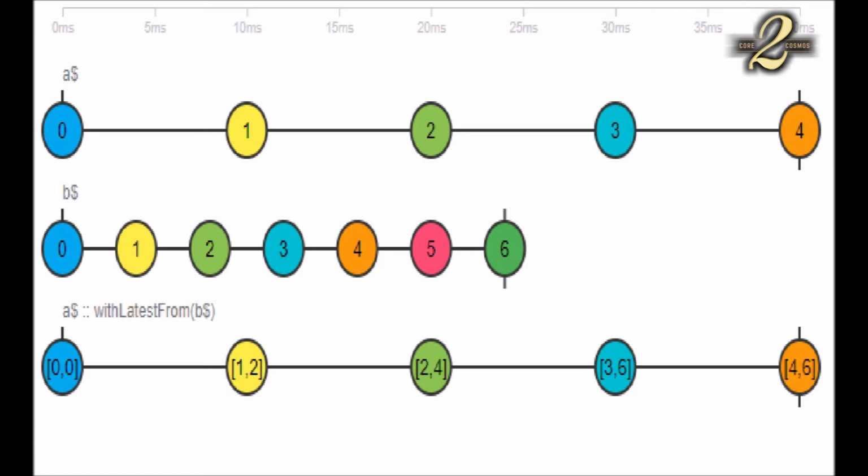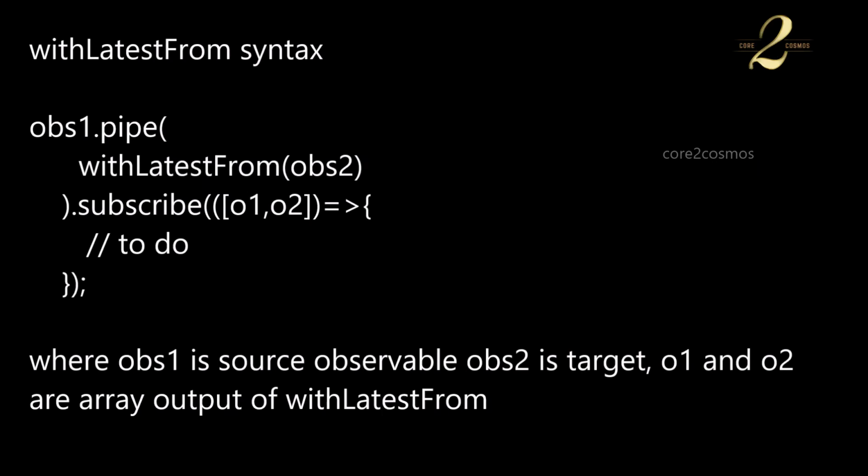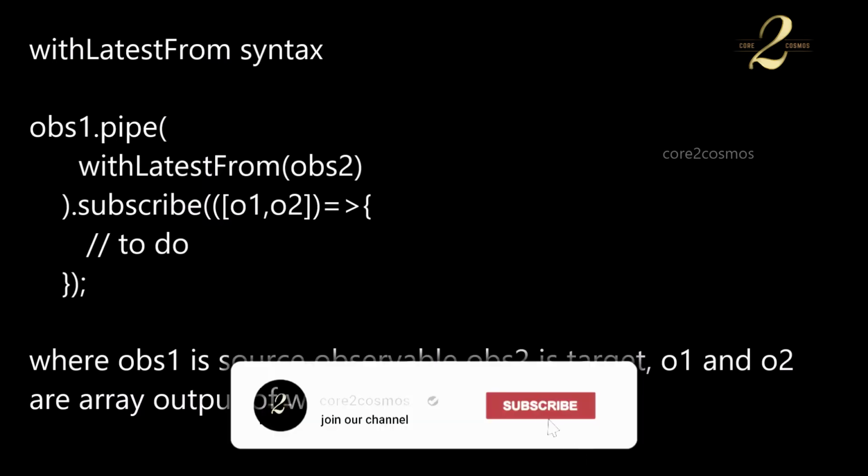Similarly, at the 20th millisecond, observable A's latest value is 2 and observable B's latest value is 4. Similarly, it happens at the 30th millisecond and 40th millisecond. In order to use the withLatestFrom operator, we have to say source observable dot pipe, and within the brackets we say withLatestFrom and the list of observables to be combined with the source observable. When we call the subscribe method, we get the result as combinations of arrays.